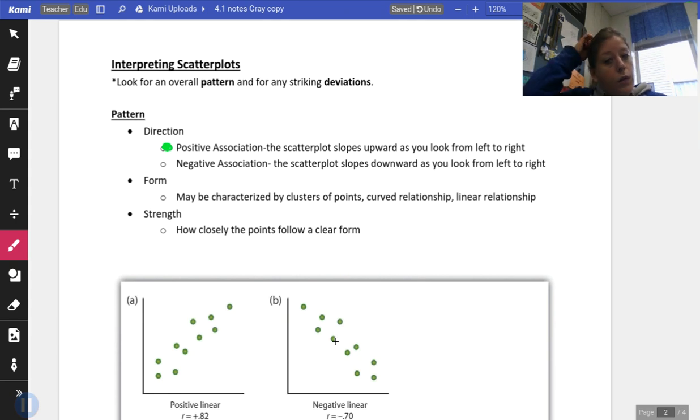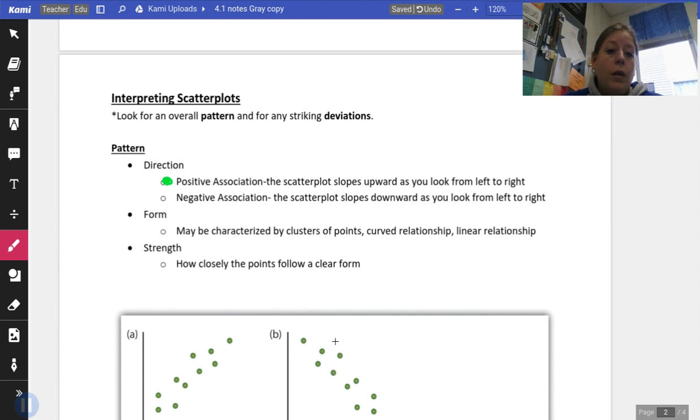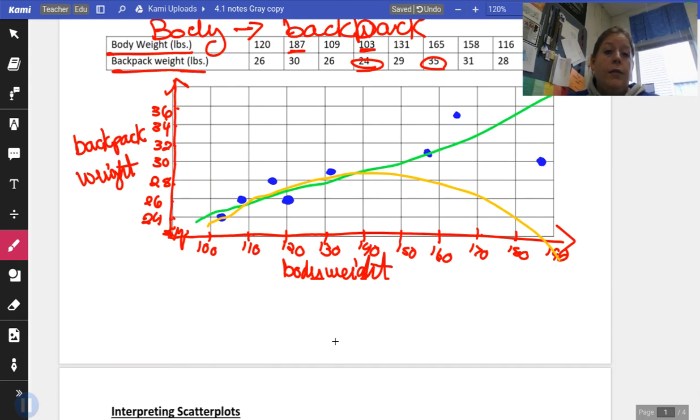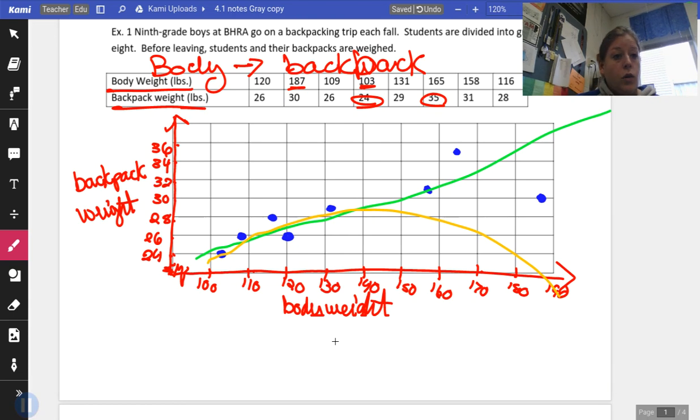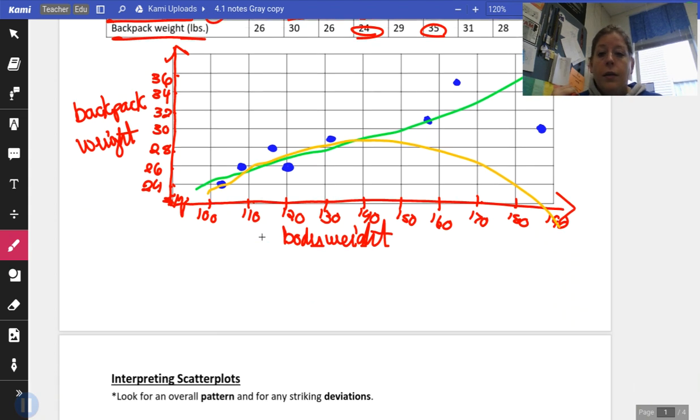And the strength: how closely do these points follow a clear form? So we decided it was positive. Is this a strong strength? Are they really close to that line? Is it a moderate strength, or somewhat close? Or is it a weak strength, where you can barely tell it's a line? Okay. I would probably classify this as a moderate strength.